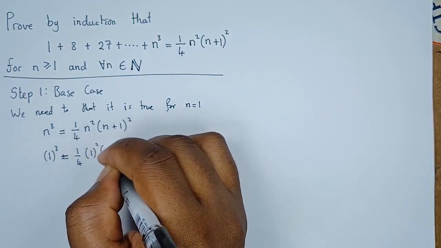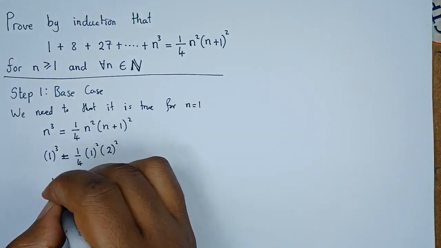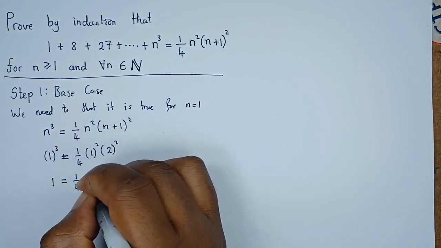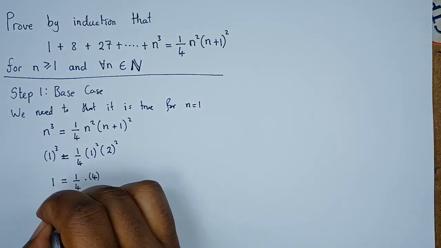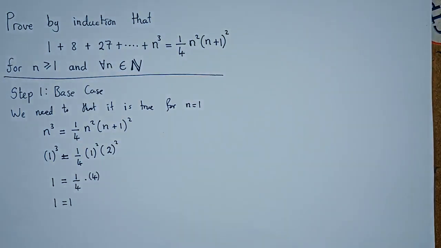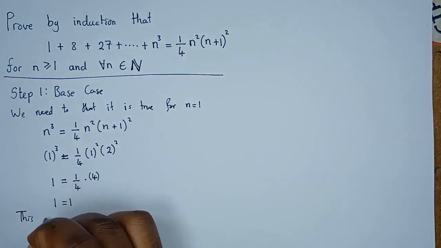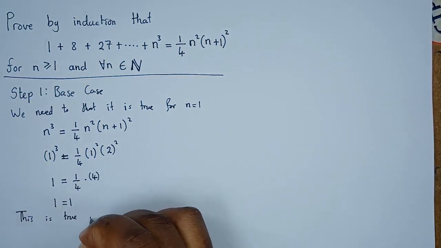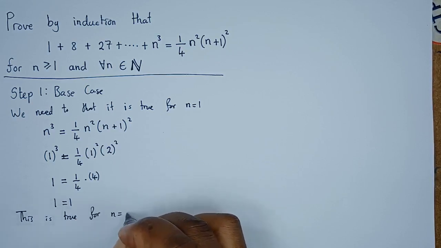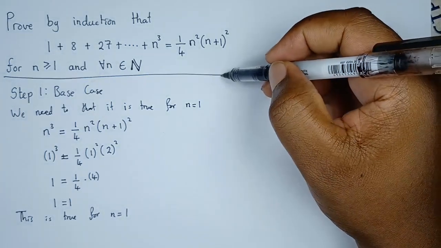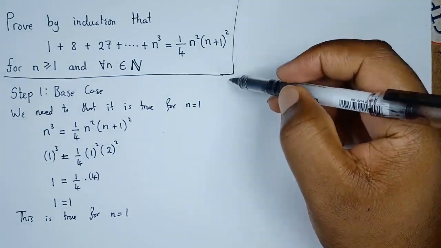1 plus 1 in there gives us 2 squared. So this gives us 1 is equal to 1 over 4 times 2 squared, and 2 squared is simply 4. So the 4 and the 4 cancel, meaning that 1 is equal to 1. What does this mean? This is true for n is equal to 1. So we're done with step 1. Basically, the base step is just proving that it's true for n is equal to 1, like we've done here. Now let's move on.